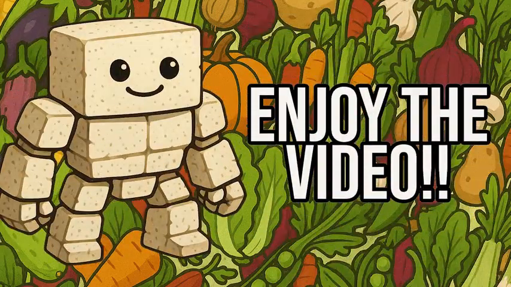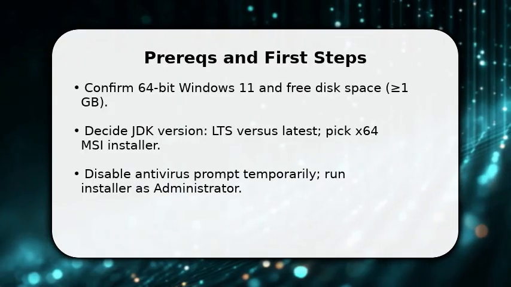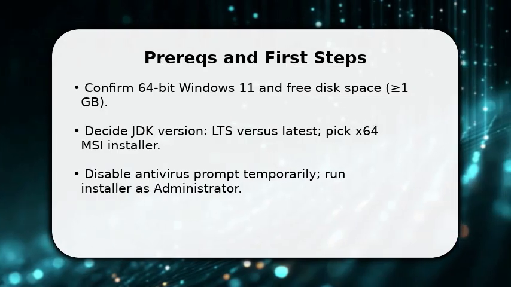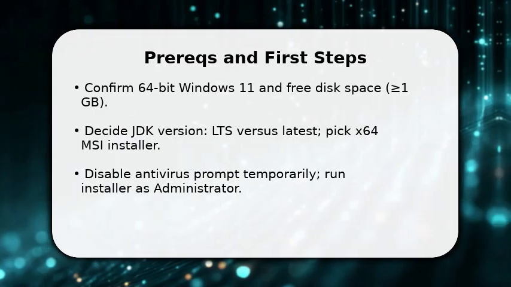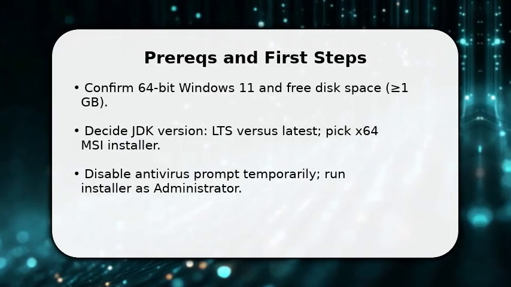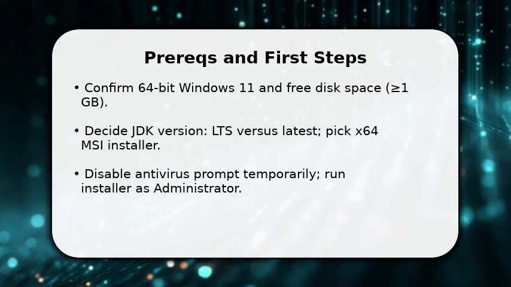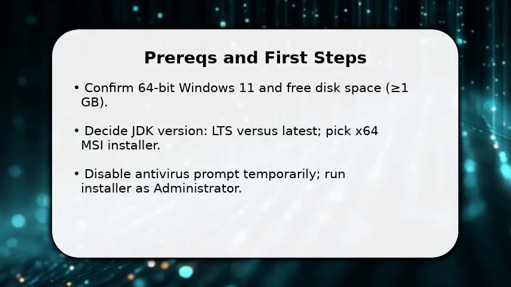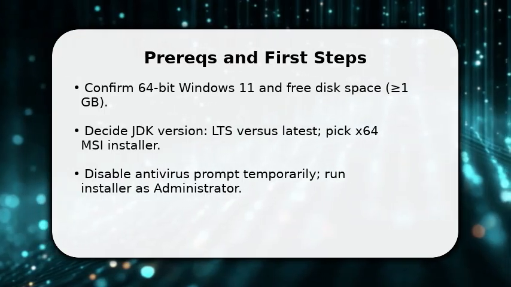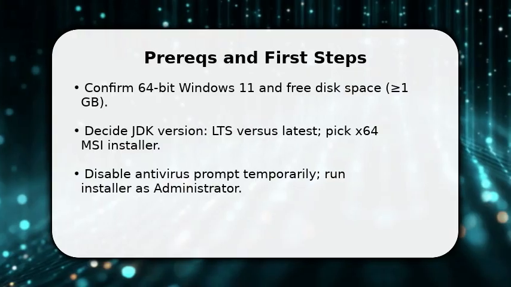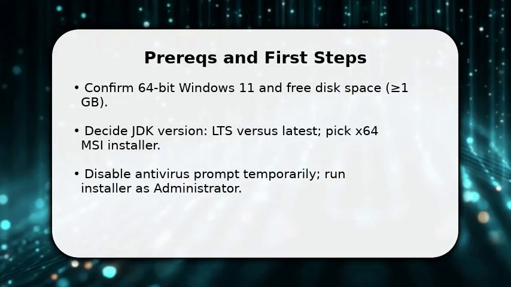Please enjoy the video. You start by confirming your system is 64-bit and has at least 1 GB free. This avoids install failures. Once done, choose a JDK release. Pick long-term support if you want stability or the latest for new features. Make sure to download the x64 MSI installer and run it as administrator so permissions are set correctly.